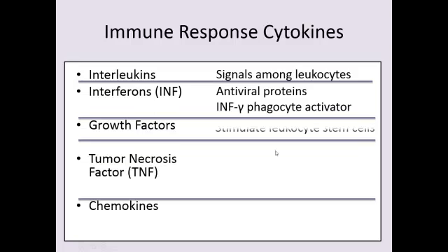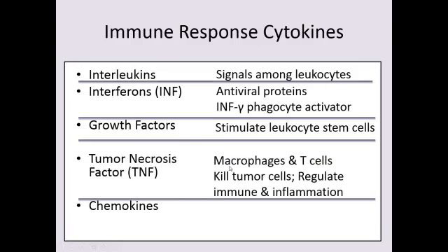Growth factors stimulate leukocyte stem cells. There are other growth factors that stimulate other cells to develop, but of course in this chapter we're mainly interested in getting more leukocytes. Tumor necrosis factor is released by macrophages and T cells. It kills tumor cells, that's where we originally got the name from, but it also regulates the immune response and the inflammation response.